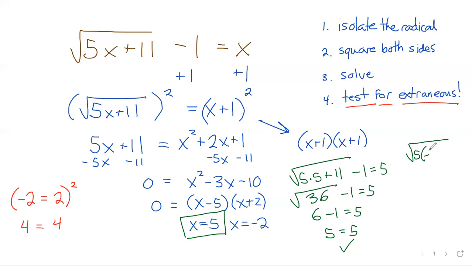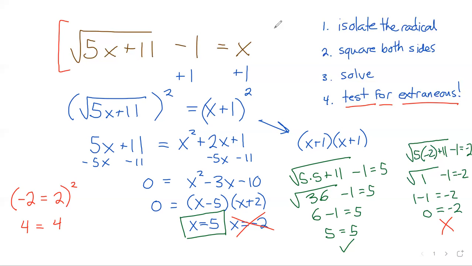5 times negative 2 plus 11, minus 1 equals, we're testing negative 2. So that's negative 10 plus 11 is 1. The square root of 1 is 1. Minus 1 equals negative 2. 0 equals negative 2. Well, that's false. That does not work, and therefore x equals negative 2 is not an actual solution. This equation only has one actual solution. It's x equals 5. So those are the steps.